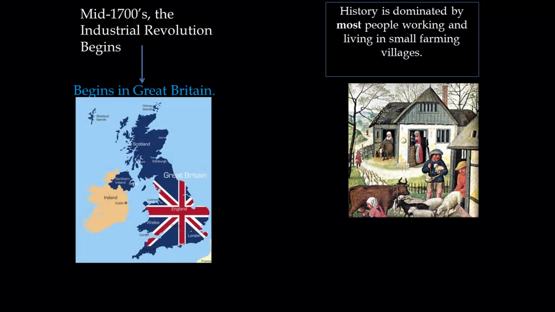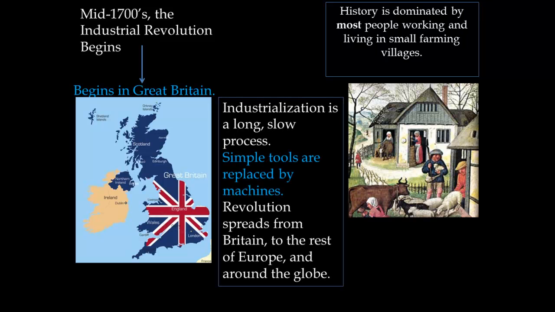So let's start with the fact that for most of history, people work and live in small farming villages. No matter which part of the world, most people live in rural areas. Only very few live in major urban cities. This is going to change in the mid-1700s with the Industrial Revolution and its beginning. And it begins in Great Britain and spreads from there. And this spread is a long, slow process. What we're going to see is simple tools are going to be replaced by machines, and the revolution is going to spread from Britain to the rest of Europe, North America, and eventually across the globe.